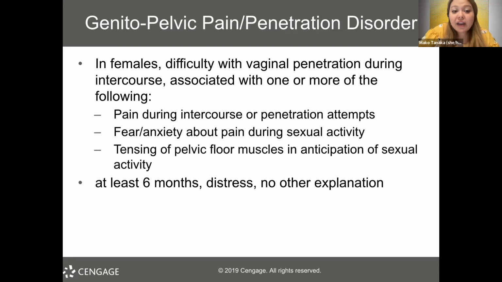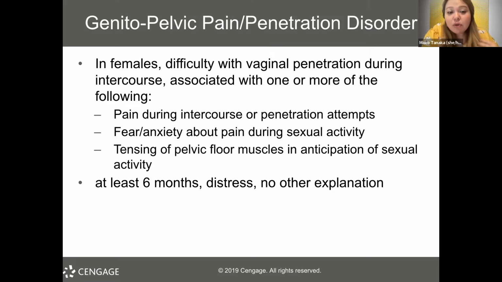We've talked about desire, arousal, and orgasmic disorders, but there's also sexual pain disorders. And women can have what's called genitopelvic pain/penetration disorder. And for convenience's sake, I might refer to it as a pain dysfunction. So some women may have a very high sexual desire. They may be able to become very aroused, but then the difficulties begin with penetration. Women can have pain or just the fear and anxiety about there being pain, or an intense tensing of the pelvic floor muscles in anticipation of penetration.